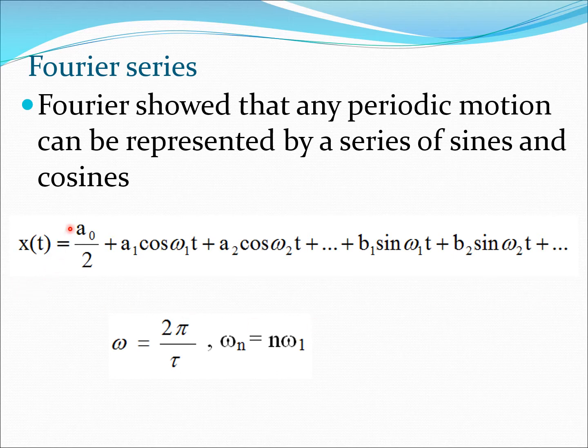So let us say x(t) is a periodic function, then we can write it out like this. So essentially you have one constant term given by a0, and then you have a term involving cosine of frequency 1 into t, plus cosine of another frequency 2 into t, and similarly you have sine of frequency 1 into t, sine of frequency 2 into t, and so on. So here these frequencies are 2 pi by tau, that's the starting frequency, and all the other frequencies are multiples of this particular frequency.